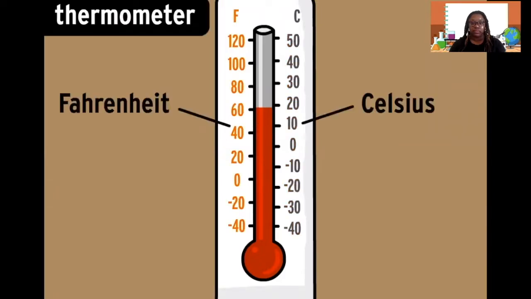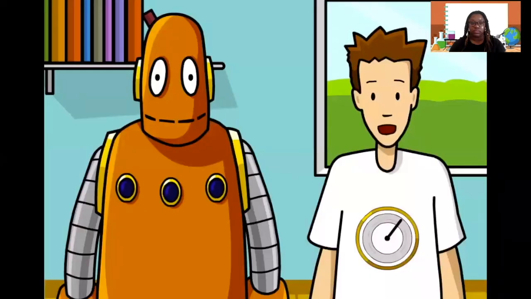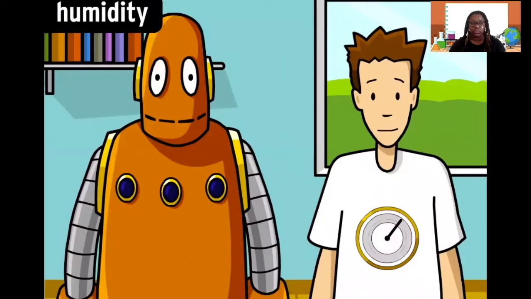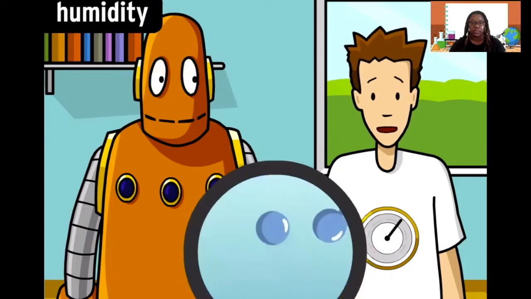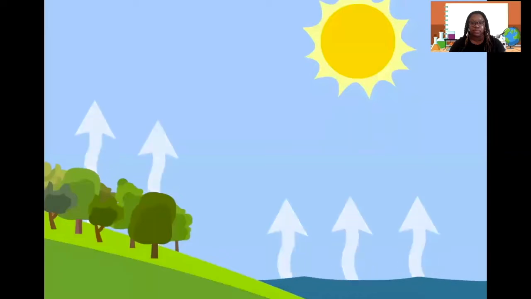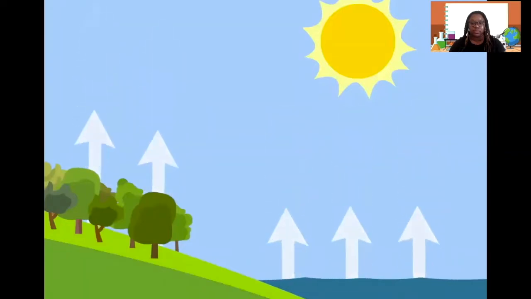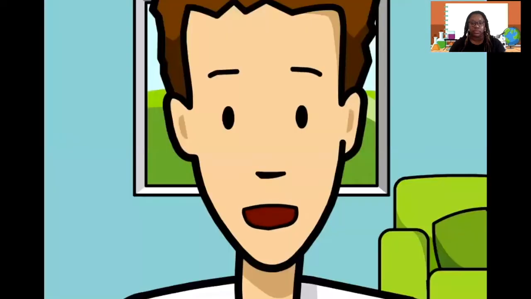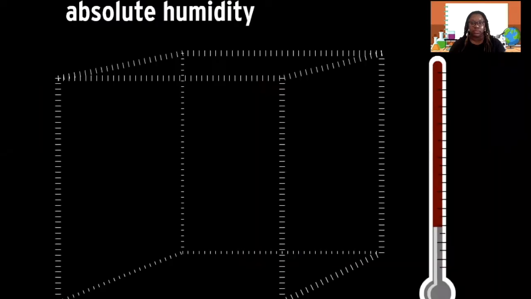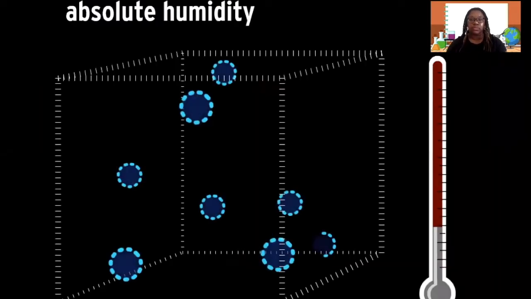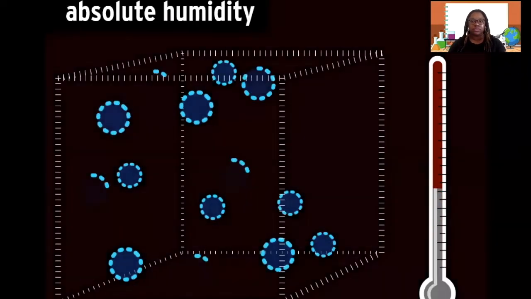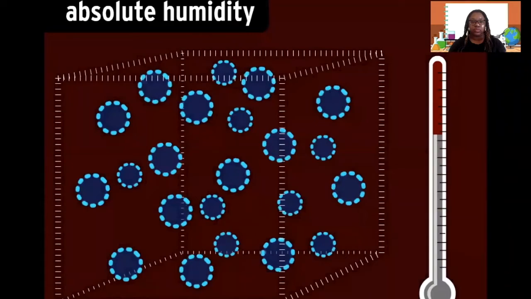Temperature is related to another factor, humidity. Humidity is the amount of water vapor in the air. Yep, the air around us is full of water. You can't usually see it, but it evaporates from lakes, rivers, oceans, even from trees. There are 2 types of humidity. Absolute humidity is a measure of how much water vapor the air is capable of holding. The hotter the air is, the more moisture it can hold.